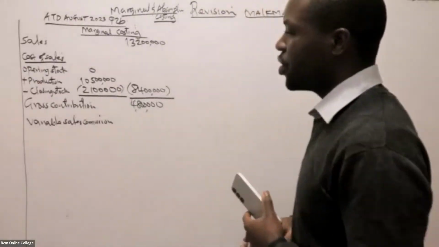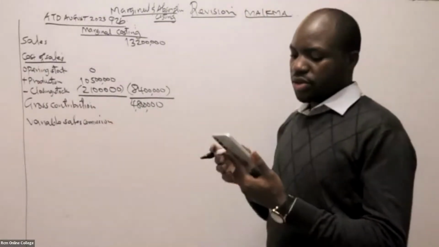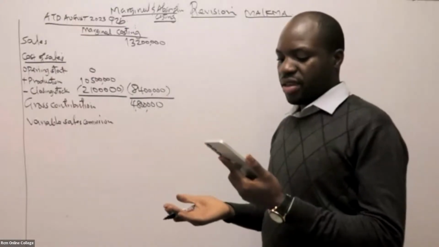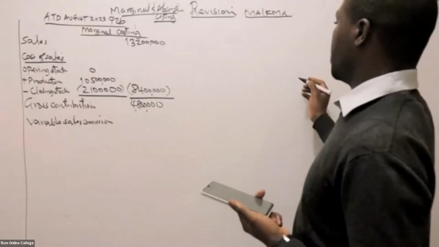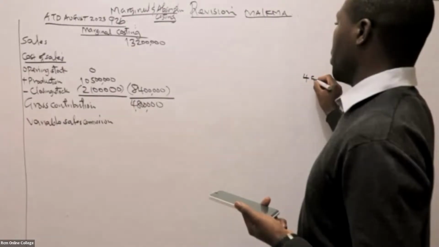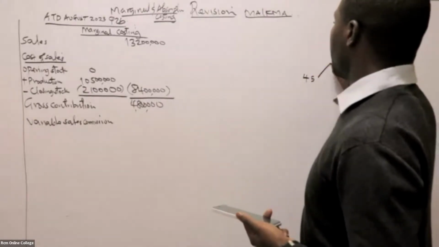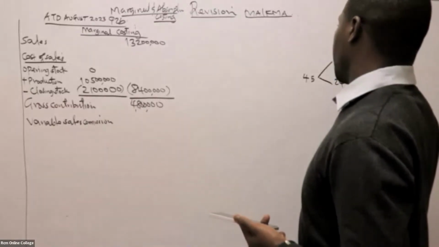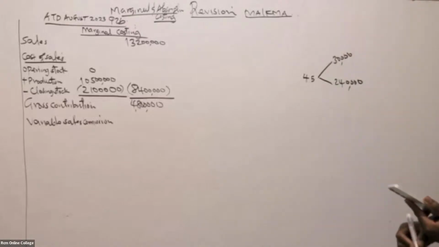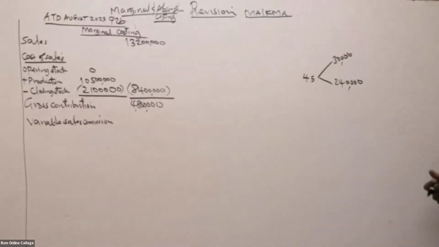Maybe in your exams, you will not be given variable sales commission as a lump sum figure in that order. What if the variable sales commission in your exam is equal to 45 shillings per unit? Will I multiply it by 30,000 or by 24,000? Somebody to advise me here. Assuming variable sales commission, and we need to take the actual, not budgeted. If it was given as 45 per unit, will I multiply it by 24,000 or 30,000?